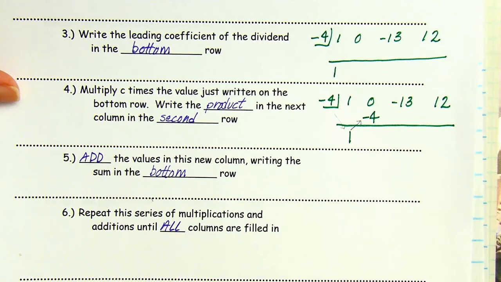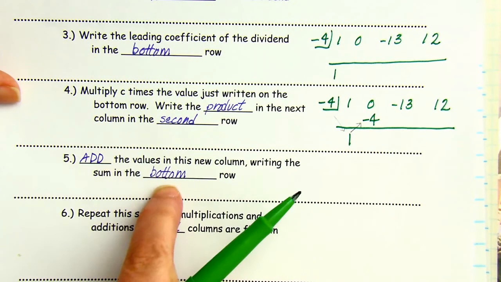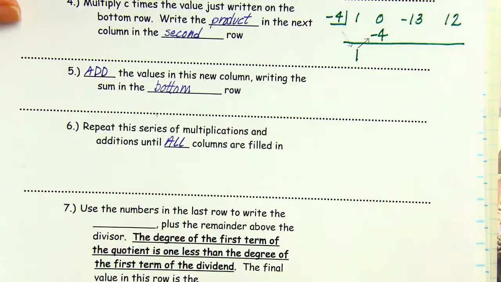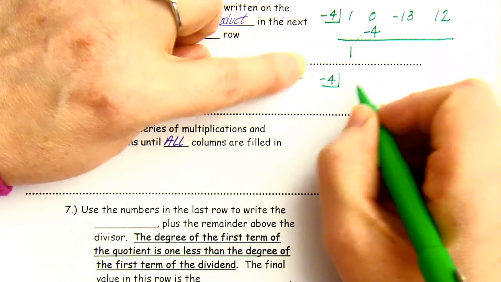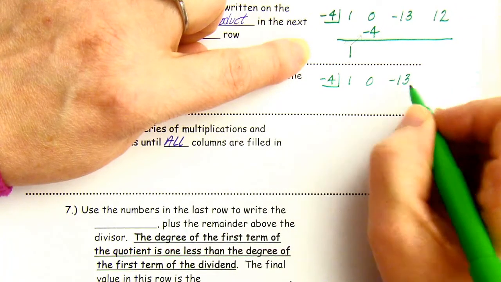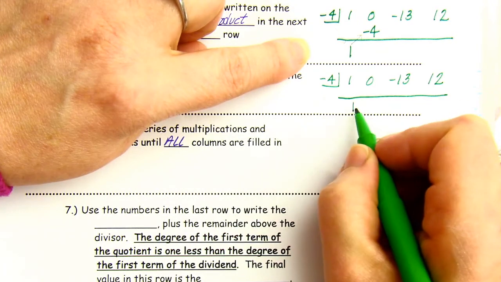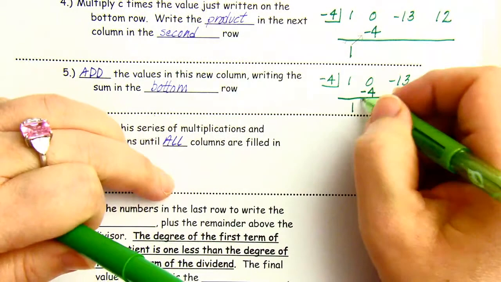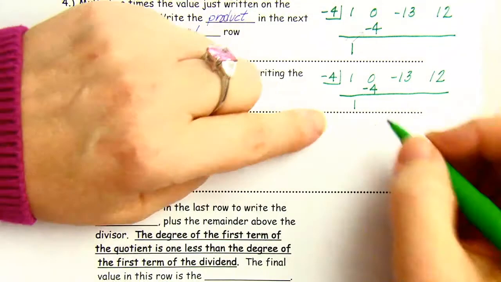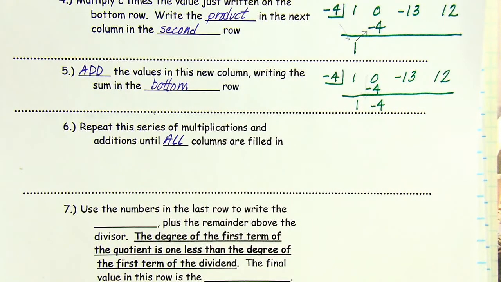Okay, then what we do is we're going to take these and we're going to add them and write the sum in the bottom row. Okay, so pretending we're starting from scratch. C is negative 4 in the half box. 1, 0, negative 13, positive 12. Tally bar, drop it down. On the diagonal, multiply. Put the product here. On the straight up and down, that's like you're making the addition sign. So you add negative 4. And then you repeat this series of multiplications and additions until all the columns are filled in.